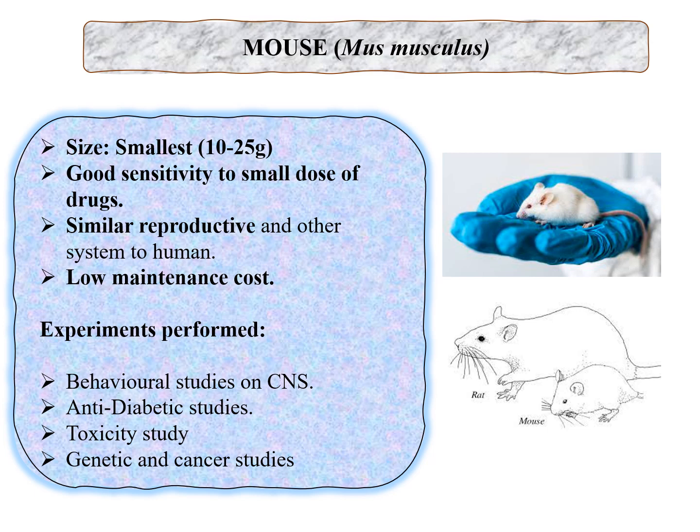The experiments performed on mice are similar to those of the rats, that is behavior studies on CNS, anti-diabetic studies, toxicity studies, which is unique, and genetic and cancer studies can also be performed. What are these toxicity studies? Before administering any dose which is not known, we perform toxicity studies on smaller animals to know what should be the dose which can be administered to the human being.